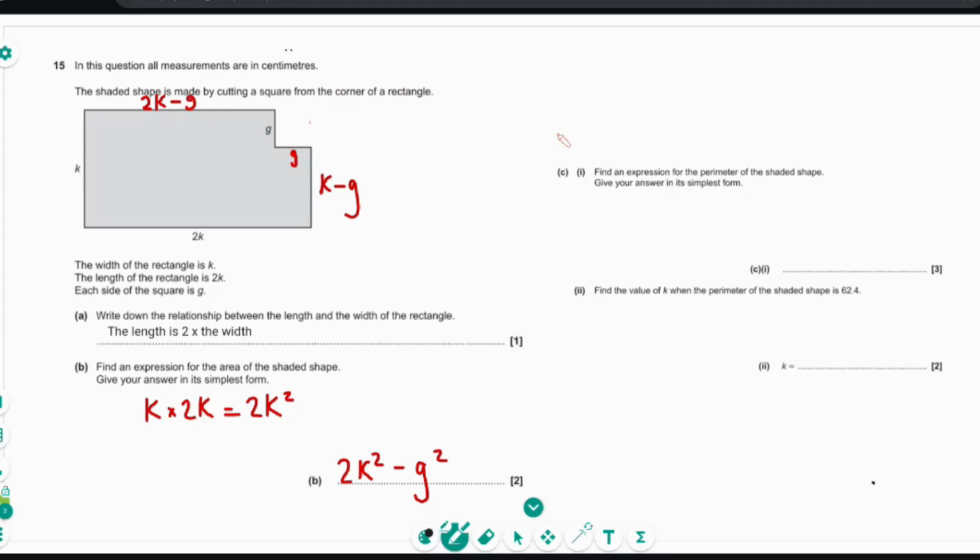To find the perimeter, we add up all the dimensions on the outside of the shape, so it's k plus 2k plus k minus g plus g plus g plus 2k minus g. I'm just going to simplify all of that. If I collect my k's, 1, 2, 3, 4, 5, 6, I've got 6k. And I've got minus g plus g, 0, plus g minus g, 0. All the g's cancel out and you're just left with 6k.